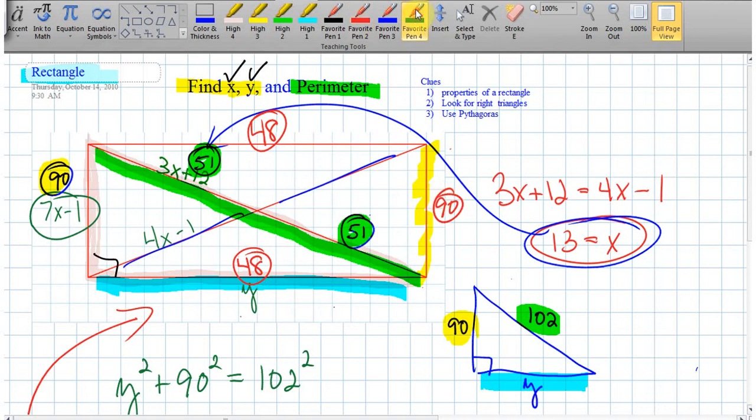I got 276. 276 is the perimeter of this rectangle.